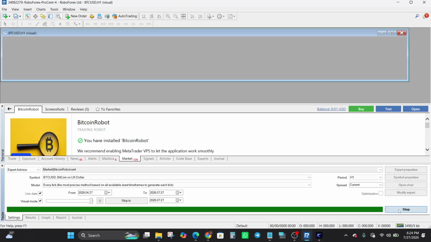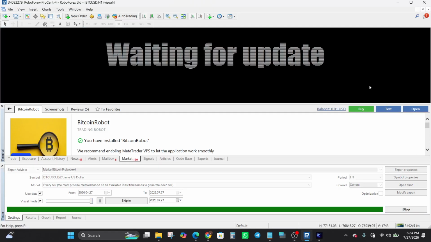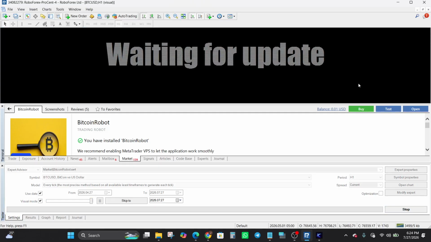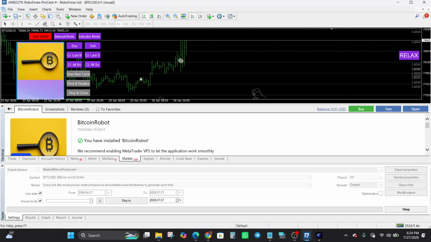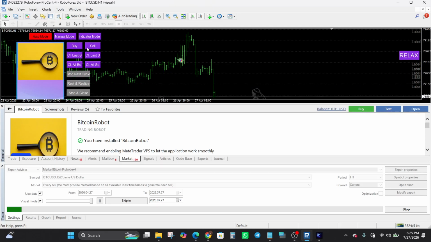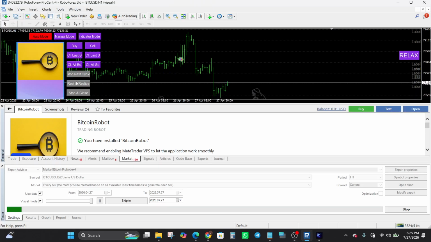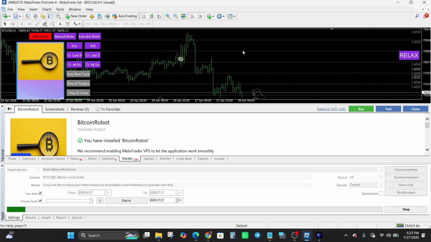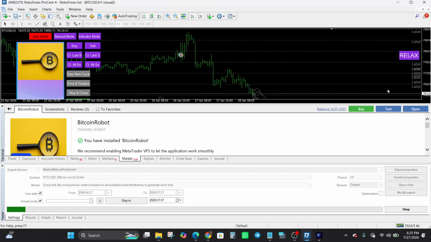Now, in a moment, let's just turn on the visuals so that we can also see how this expert advisor looks in action. Okay, so here we can see these buttons over here, the auto mode, manual mode, indicator mode. All right, and then here we have the buy, sell, and all of that. Right. Okay, this looks pretty interesting.